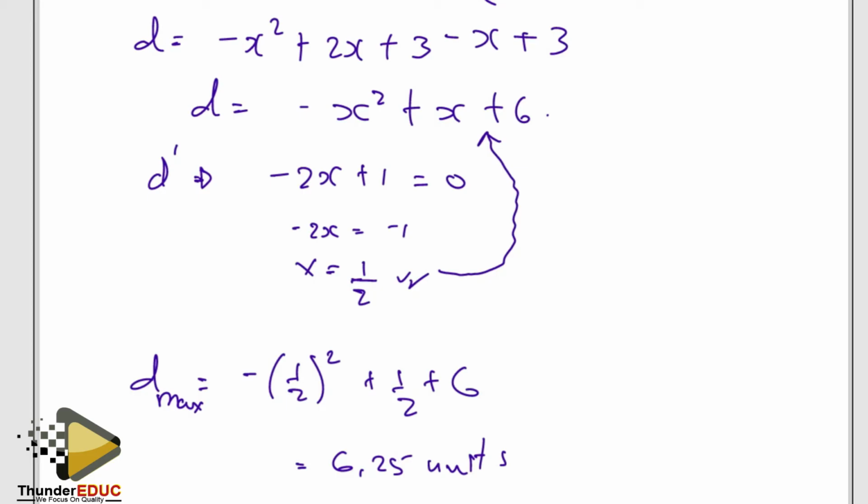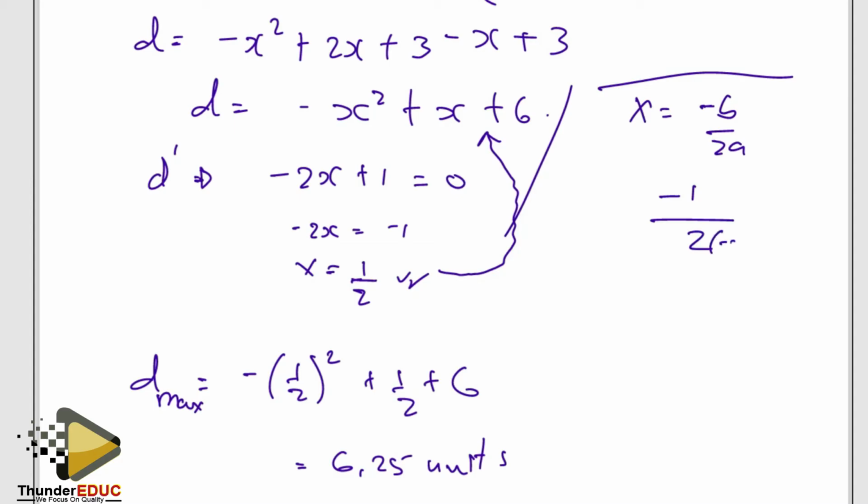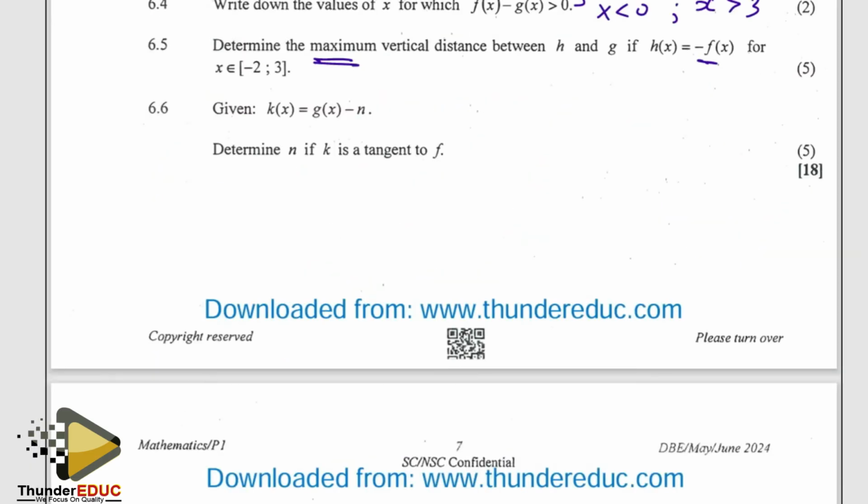If somebody wanted to use the turning point, it will be x is equal to negative b over 2a. This is usually for the smaller grades, okay? But in matric, we expect you to use the first derivative. So that's going to be negative 1 over 2 times negative 1, which gives you also a half. So the maximum is at x equals a half. And then substitute it into the formula of the distance. All right, so that is to do with 6.5.